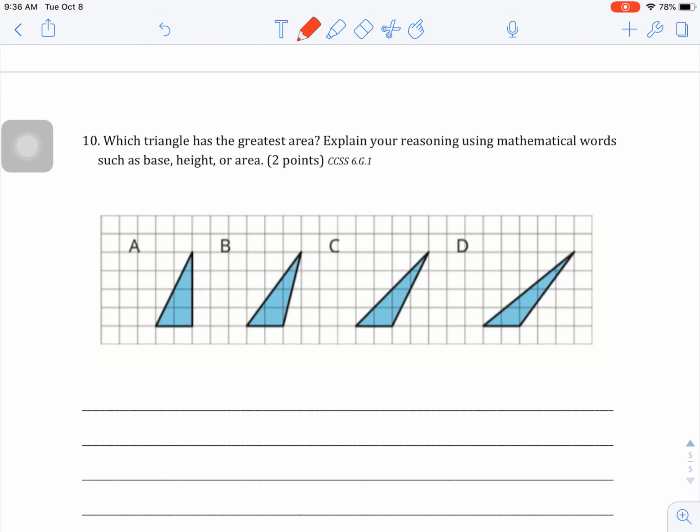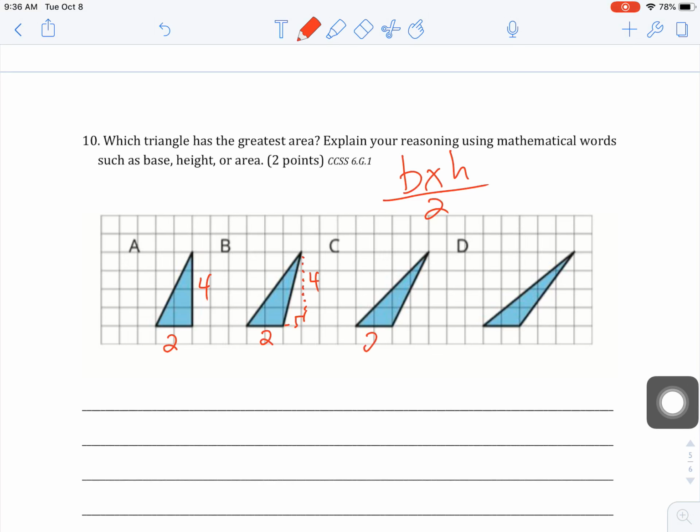All right. So number 10. Kind of a trick question. Which triangle has the greatest area? Explain the reasoning using words such as base, height, and area. So you have to remember for a triangle, to find its area, we do base times height divided by 2. So if you go ahead and look at triangle A, its base is 2, height is 4. Go to triangle B, its base is 2, its height, well, remember we go straight up, is right there. It's also 4. Triangle C has a base of 2.